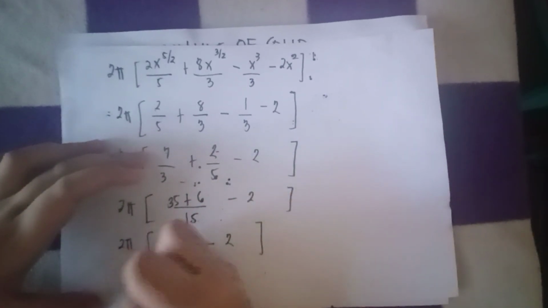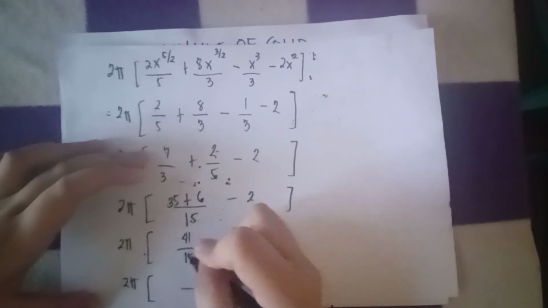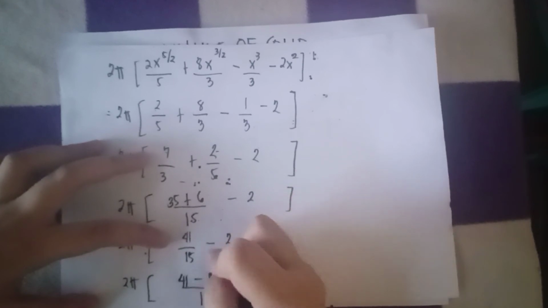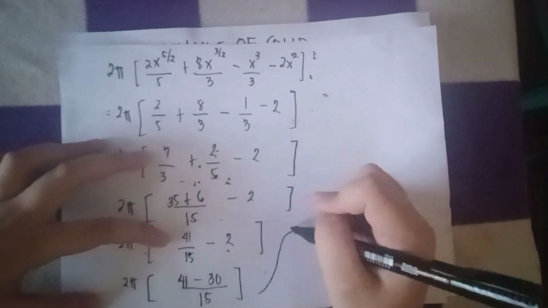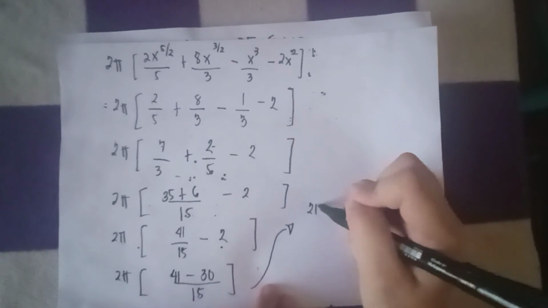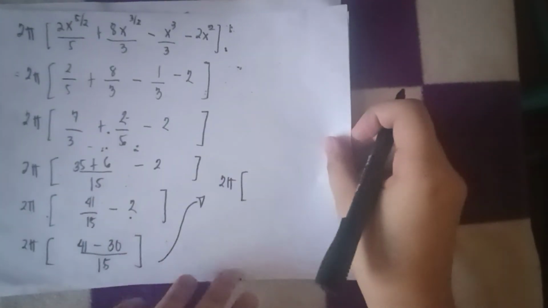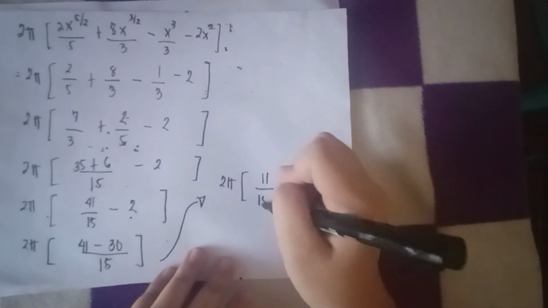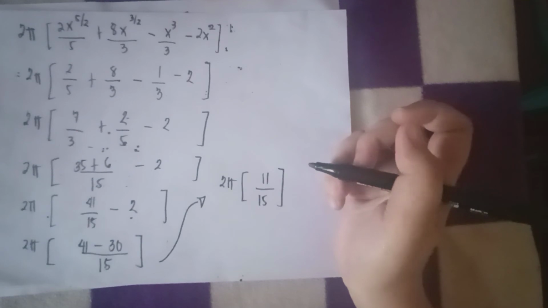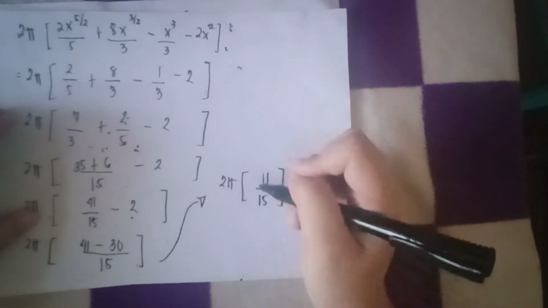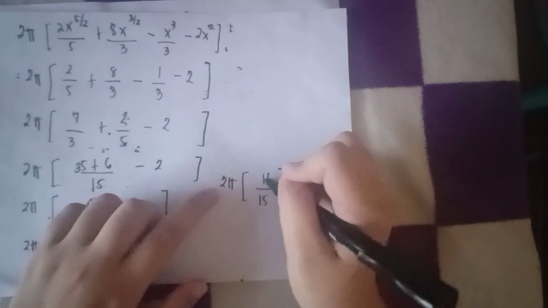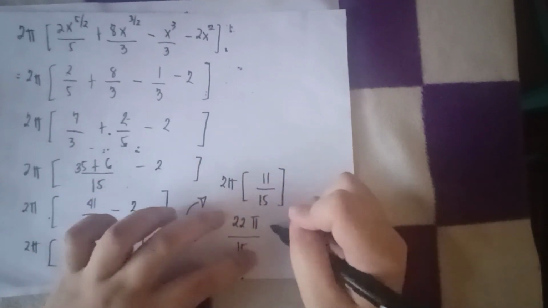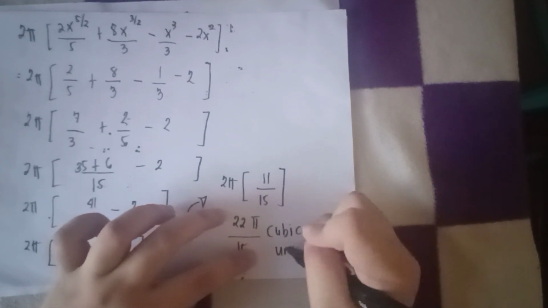Ito ay 2 pi, ito ay 15. So, 15 divided by 15 is 1 times 41 is 41. 15 divided by 1 is 15 times 2 is 30. In short, ito ay 2 pi multiply by 41 minus 30 is 11 over 15. Since wala na tayo makakancel dyan, simplify lang natin. 11 times 2 is 22 pi over 15 cubic units.